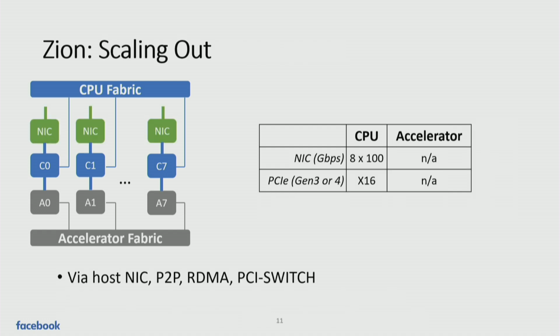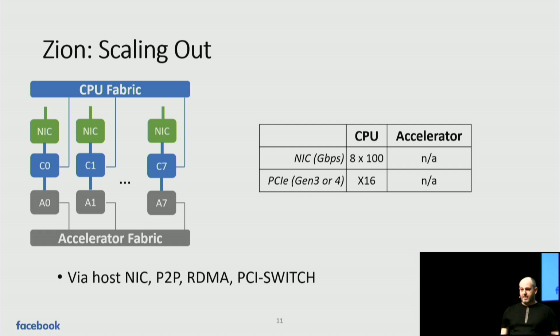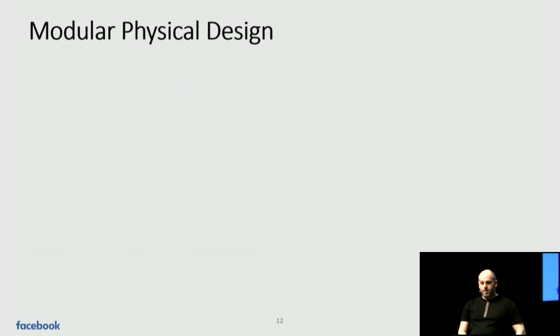So the Zion system, for all practical purposes, is a fat supernode, but we have provisioned this system to be able to scale out. We have NICs attached to each of the CPUs, with a 100 gigabit NIC per CPU, so the system can scale out this way. There are other ways to scale it as well, through point-to-point via accelerators and so on.